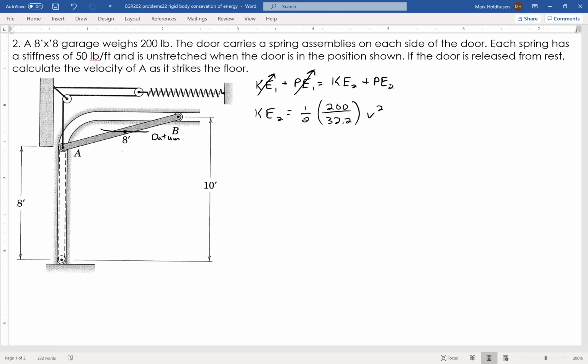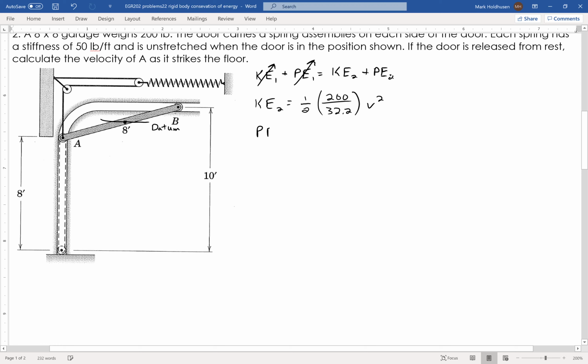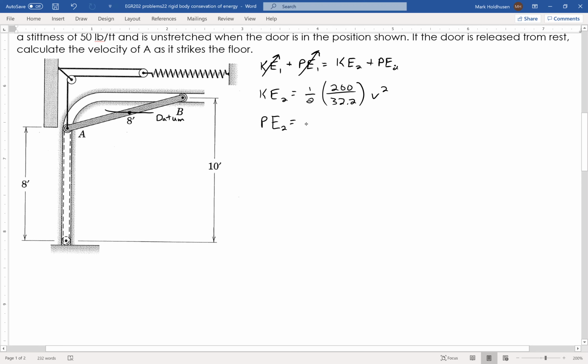So moving on to PE2. Okay, so now at this point it's fallen. That would be 9 feet, right? And it's fallen below that, so I'm going to say negative 200 pounds. Oh, actually, it's not going to fall 9 feet. It starts at 9 feet and actually ends at 4 feet because it ends right here.